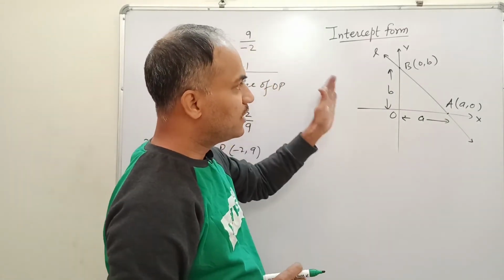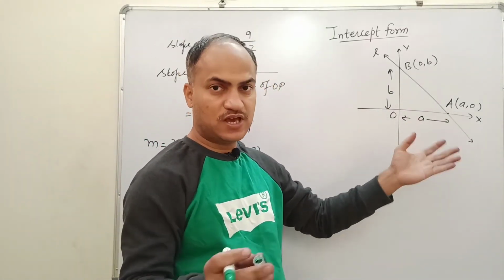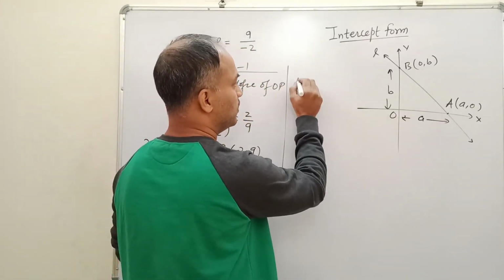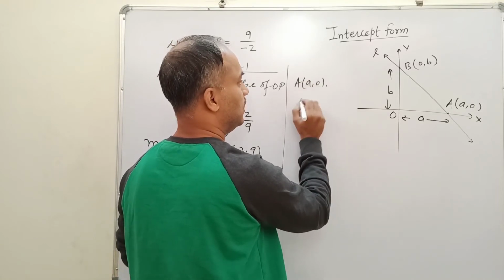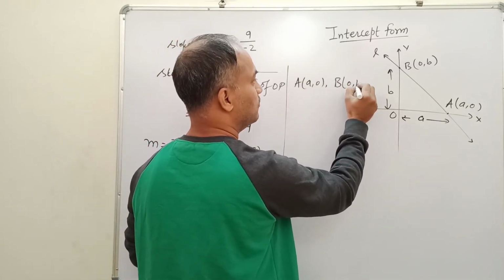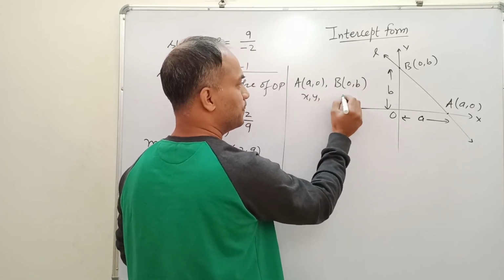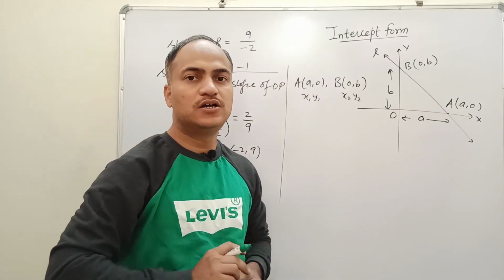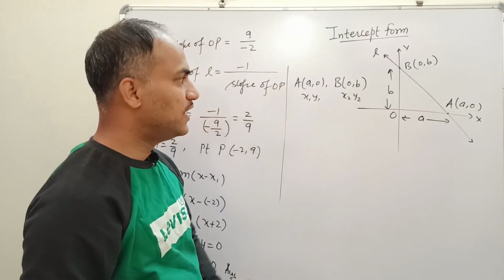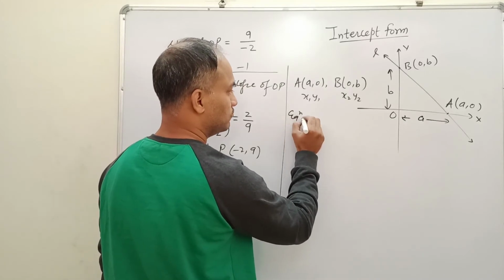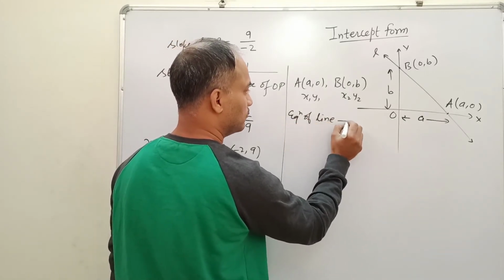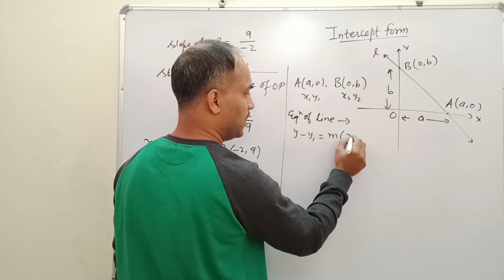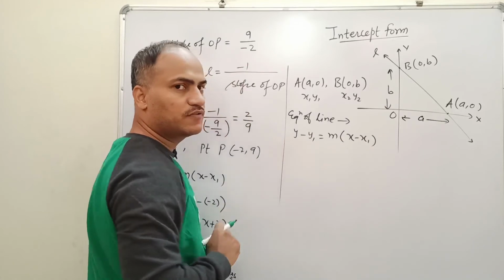So how can we find equation for this straight line? We have the formula, that 2-point formula. So point A is A comma 0 and point B is 0 comma B. So this will be x1 y1, x2 y2. So let us apply the formula, 2-point formula, to find the equation of this straight line L. Y minus y1 is m into x minus x1. Okay, this is the formula we are using.